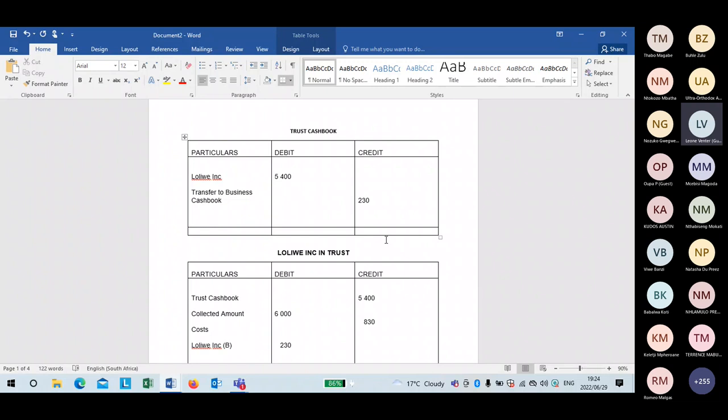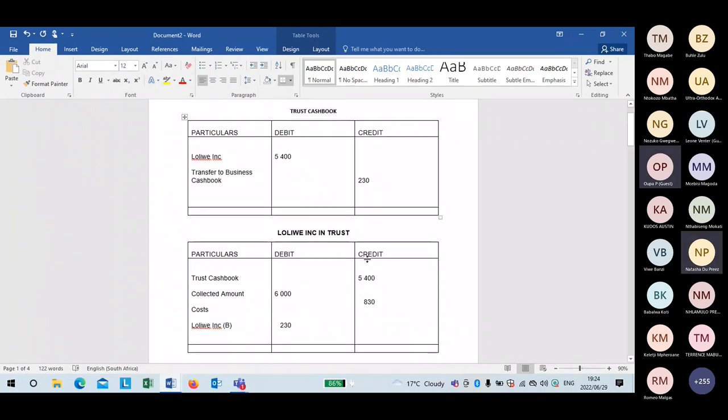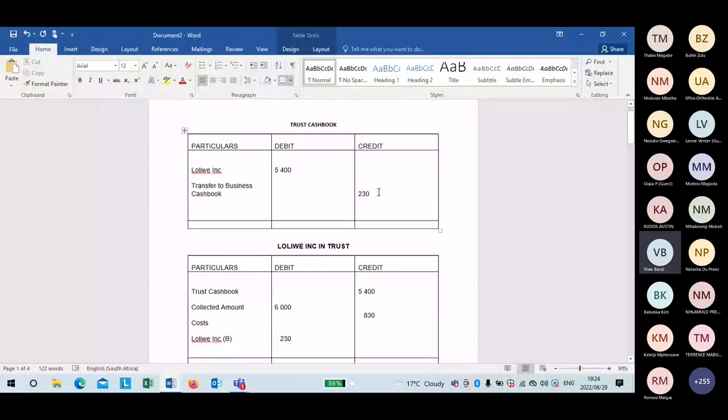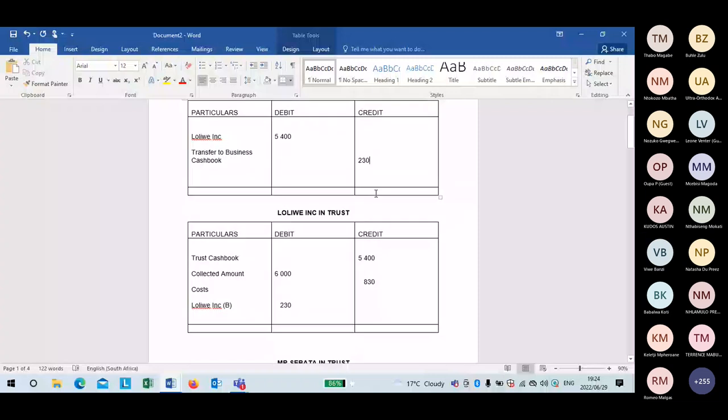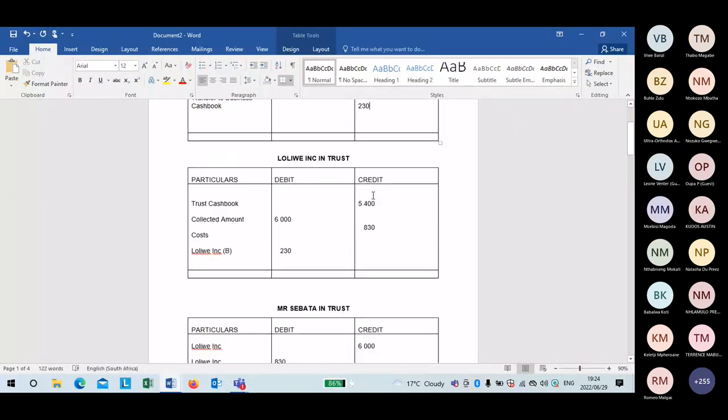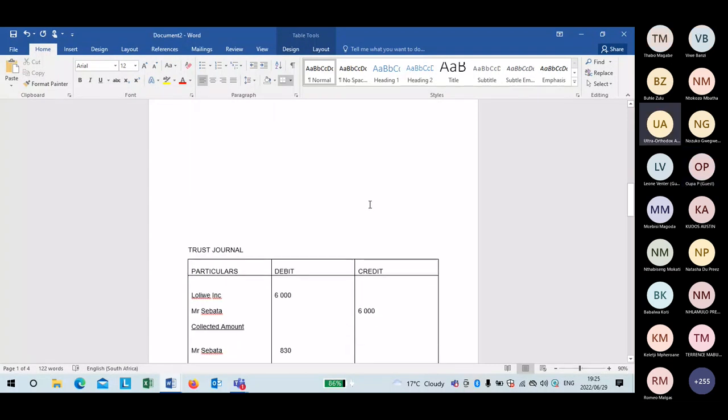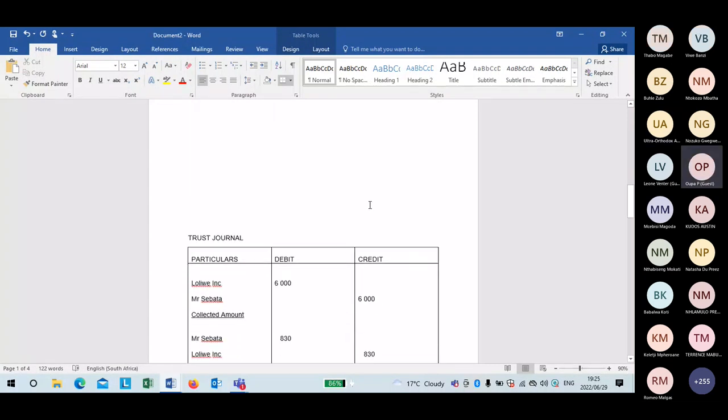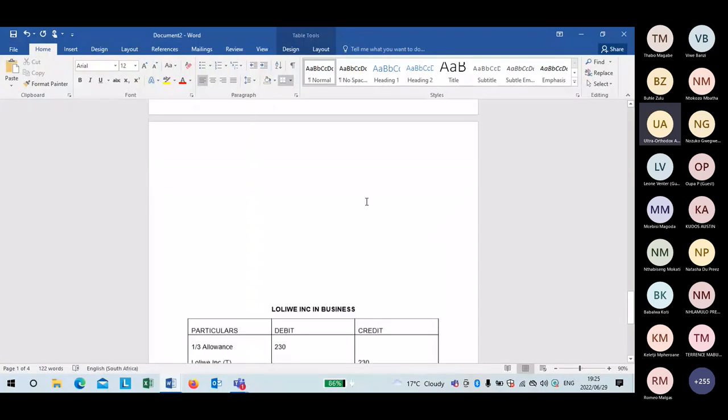And ledger. No, it's a cash transaction. Where do we go from here? We have credited the trust cash book. Which other book must be debited? The business cash book, because we must receive this money in the business account. Do you follow? Yes. Right.